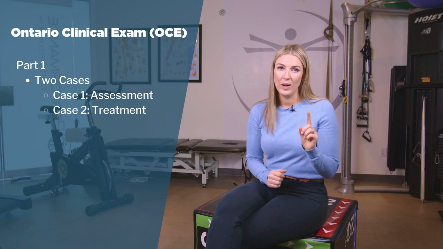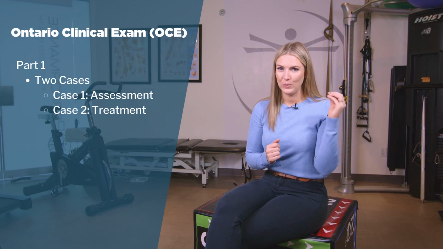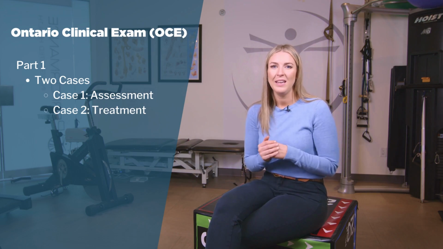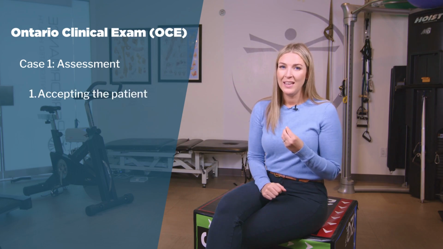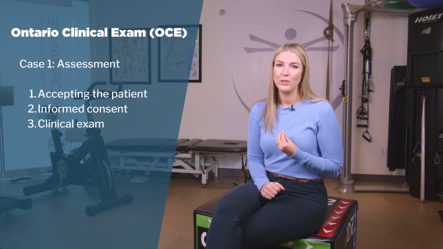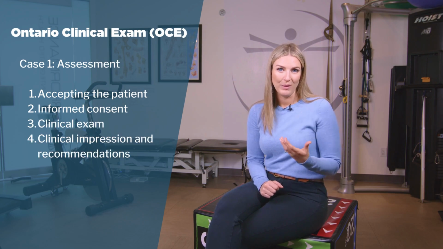Now in that part 1 and part 2, it's further broken down. So in part 1, you'll have to review 2 cases. Case 1 mostly deals with assessment and case 2 mostly deals with treatment. In case 1, you'll have 4 aspects that you're going to have to go through. The first aspect is accepting the patient, then you'll have informed consent, your clinical exam, and then you have to explain your clinical reasoning and recommendations.